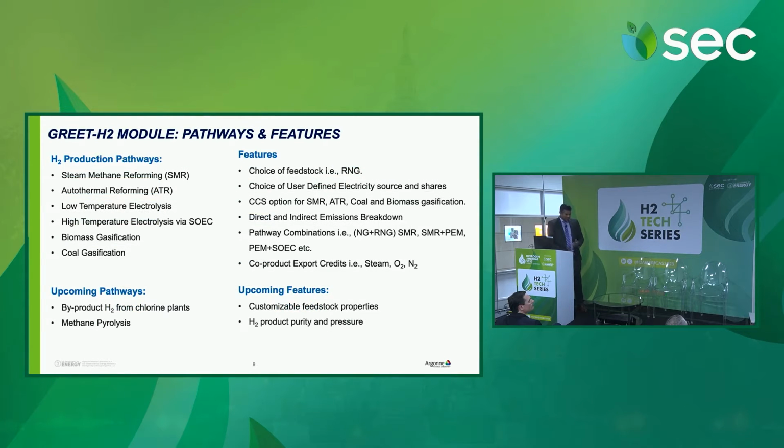What are the key pathways and features in the hydrogen module? The key hydrogen pathways in the module are steam methane reforming, which is the conventional and very common method to produce hydrogen. The pathway of new interest is autothermal reforming that we have. Electrolysis pathways such as low temperature electrolysis, like PEM electrolysis, or high temperature electrolysis using solid oxide electrolyzer cell. We have those two pathways as well. And in gasification, we have coal and biomass gasification pathways.